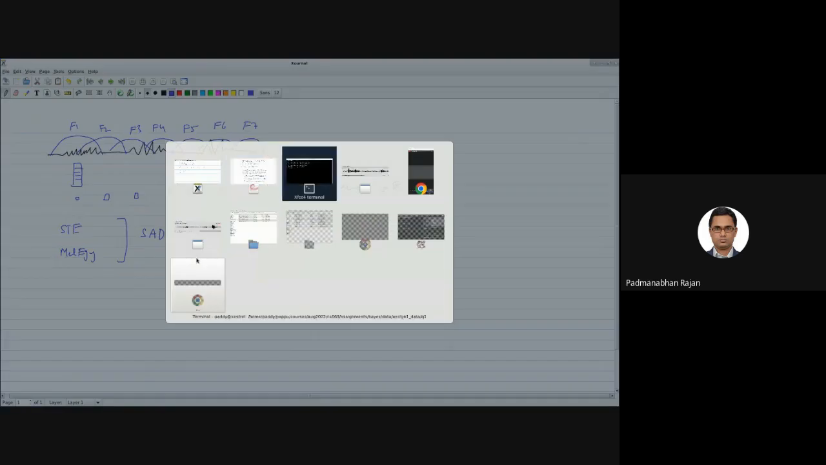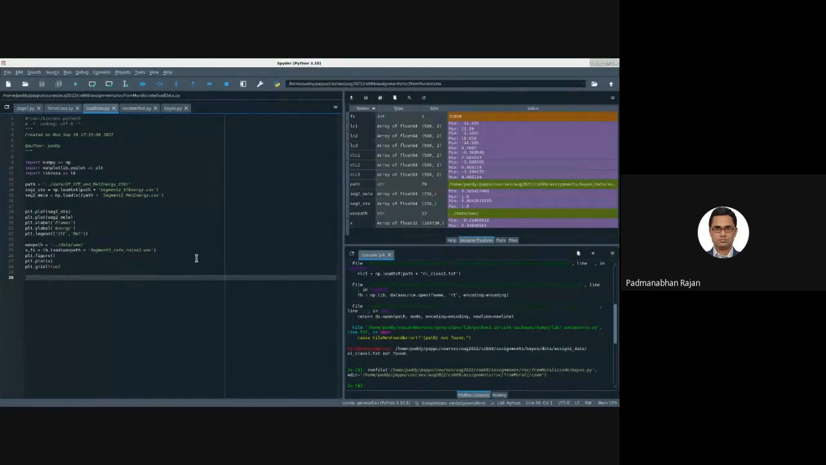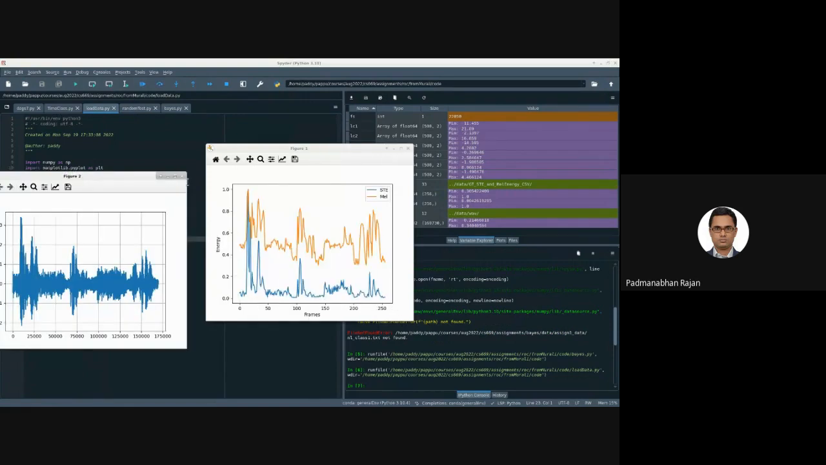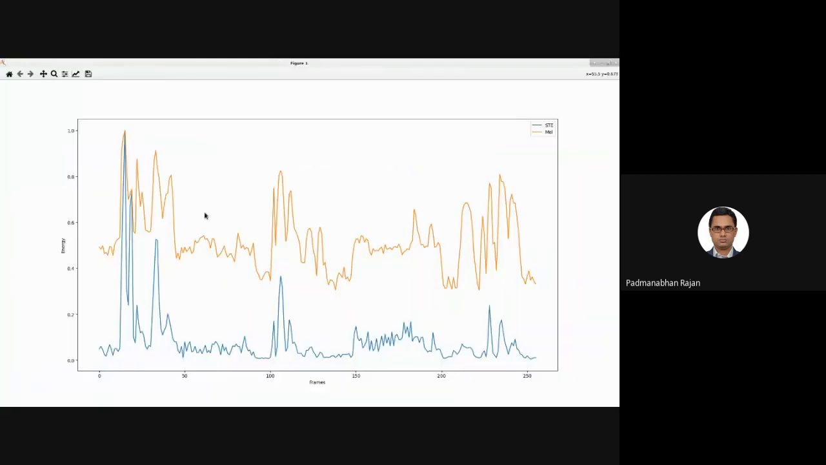So now if I try and plot, run this here. So this is how my audio signal looks like. I've just plotted that. These are how the energy values look like. There are two types of energy here: short time energy, which is in blue, and Mel energy, which is in orange.